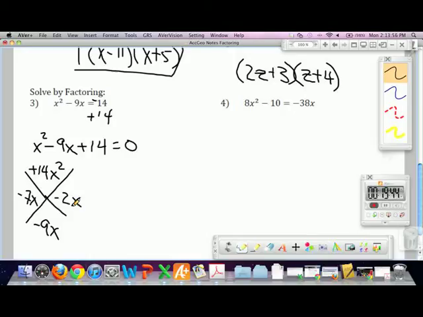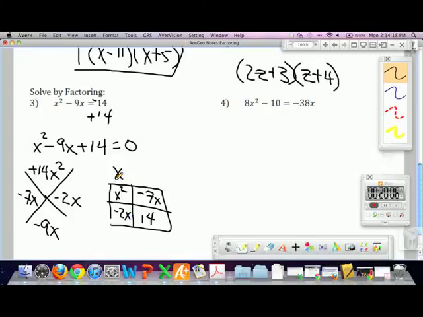So if we want to solve this with the box and diamond, we'll have x squared, 14, negative 7x, negative 2x. Find what's in common: x. This one is actually a little on the tricky side. The general rule of thumb is that if there's positive and negative, we're going to factor out what's positive.